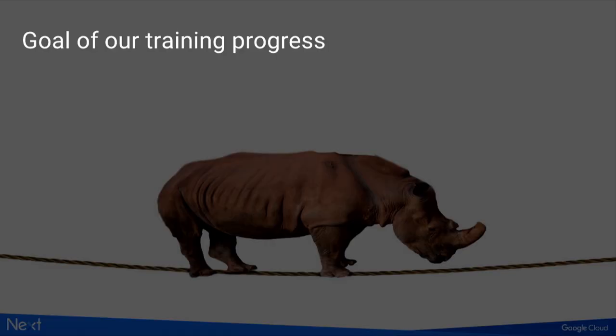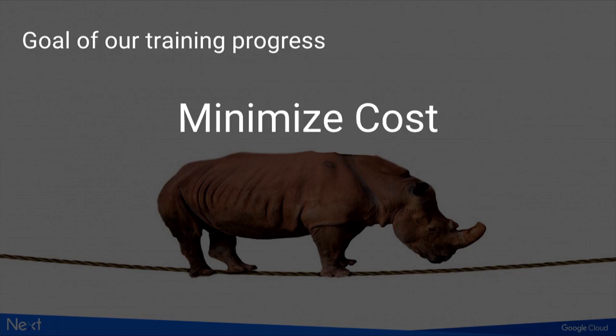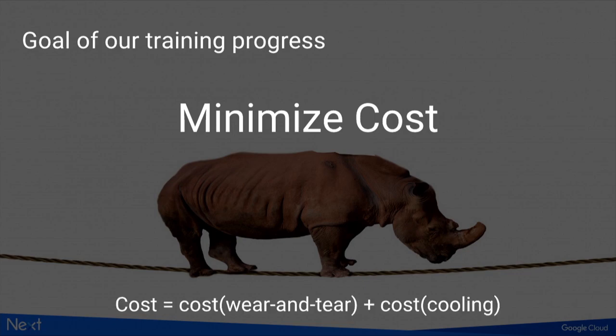Whenever you do machine learning, you're trying to optimize for something, right? So in this case, we're trying to minimize the cost. And cost in our case is the cost, the wear and tear of the machines, right? Because we're saying we don't want the temperature too high because it is bad for the machines. They need to run at a certain room temperature, and we want to minimize the cost of maintenance of buying new machines, right?